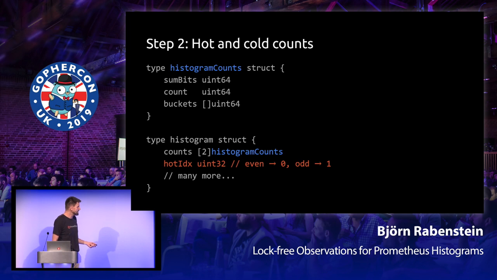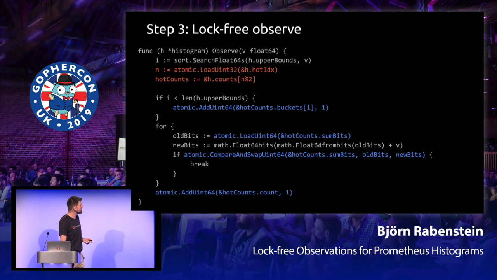So I have a hot index now, which could just be a bool to say which one is the hot one, but since atomic operations only work on integers, I use a uint32 as the shortest data type that has atomic operations. If it's even, number 0 is the hot counts, if it's odd, number 1 is the hot counts. Okay, so that's 50% of it.